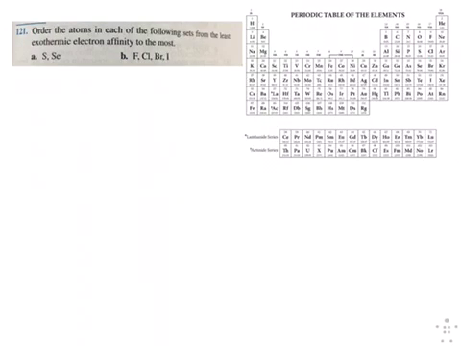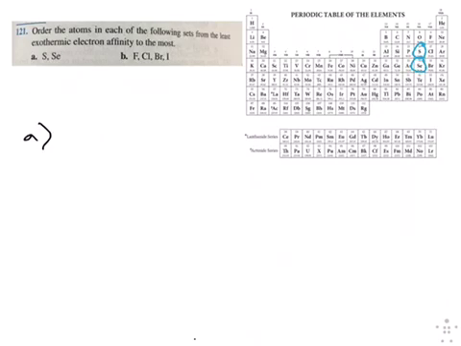Okay, question 121 says to order the atoms in each of the following sets from least exothermic electron affinity to the most. That's a really fancy way of saying go from the smallest electron affinity to the highest. So we're choosing between just two elements in part A. We're choosing between sulfur and selenium. Sulfur and selenium are in the exact same group.